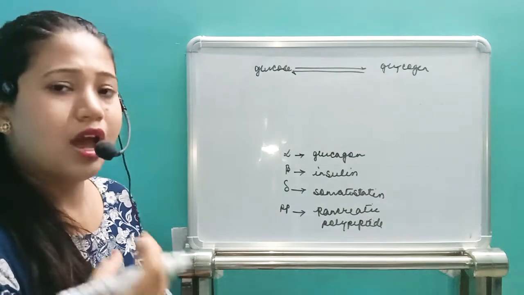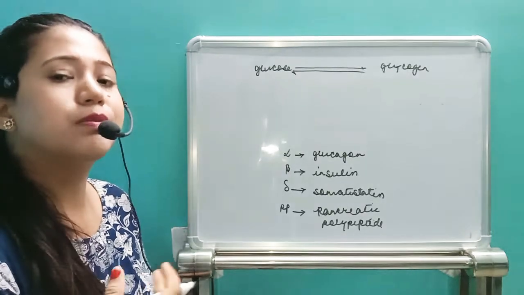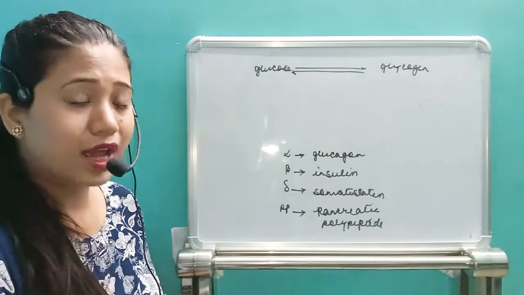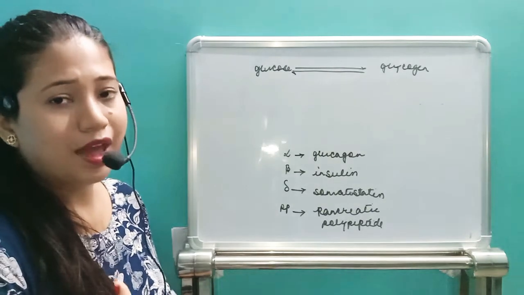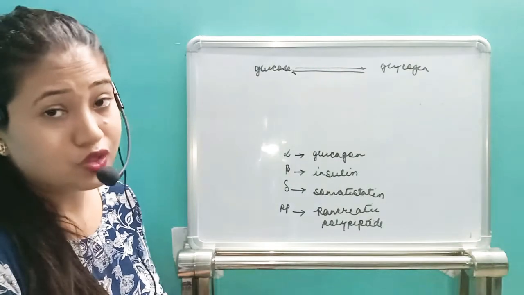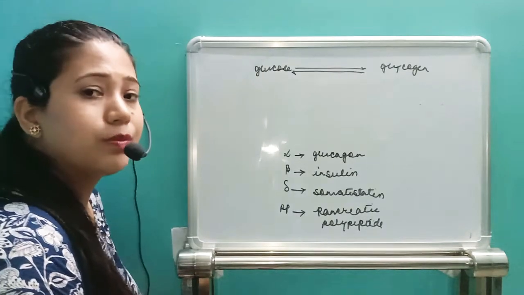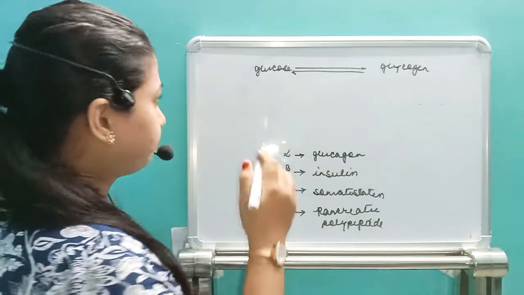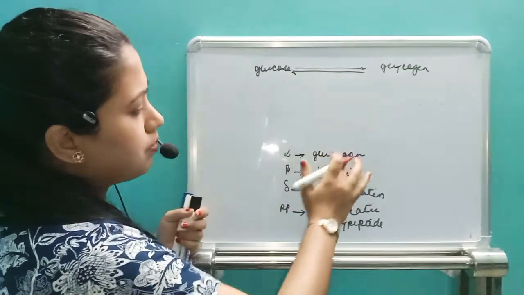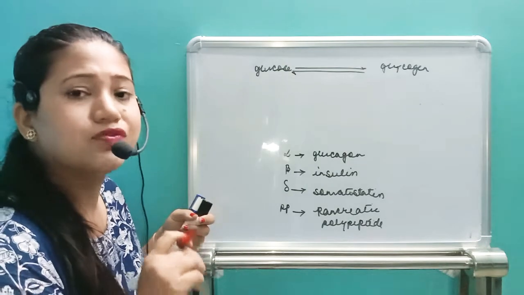The excess of glucose, after being taken up by the cells, will be converted to glycogen. Who is going to convert glucose to glycogen, and when do we have the conversion of glycogen to glucose? There are two hormones. First of all, glucose will be converted to glycogen by one hormone. This function is performed by insulin. This is one very important function.